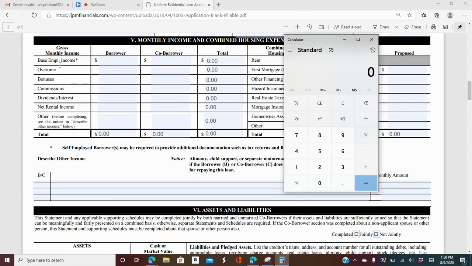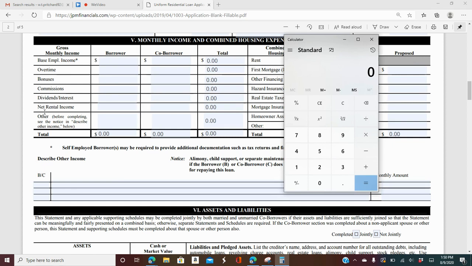So we talked about the base income, overtime, bonus, and commission. You get the aspect of that. Dividends and interest: some of our more wealthy borrowers do use dividends and interest as income. It's not something that I've seen so much, but it is out there and I have had to use it. But again, this is more of a one-off type thing, so I will handle that and make a video on that separately.